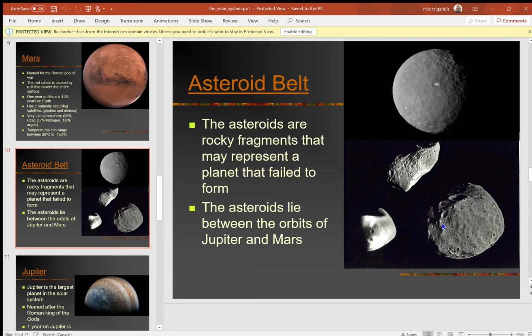You have the asteroid belt. So the asteroid belt, the word asteroid means star-like. They shine, but they do not produce their own light. They do reflect that, and so these are failed planets, if you will. The asteroid belt is home to countless asteroids of varying sizes. The largest one is Ceres at 950 kilometers across.